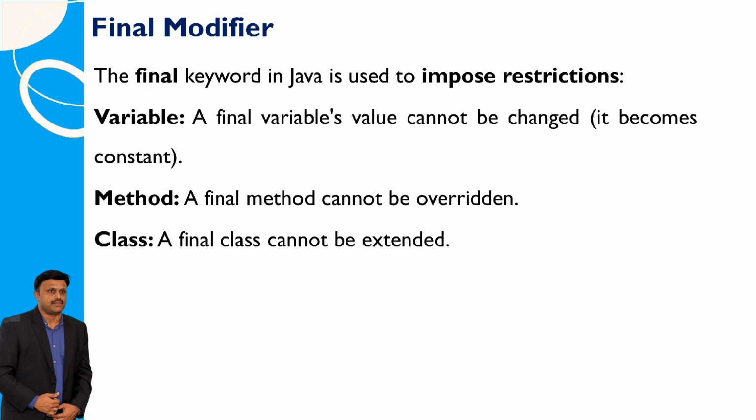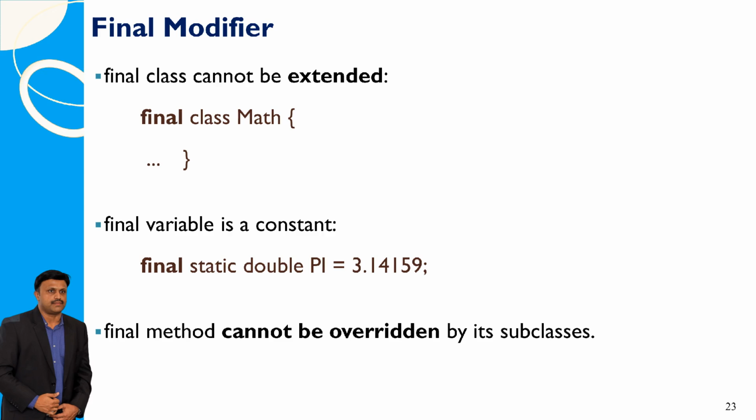If you make any variable as final, you cannot change the value of the final variable, it will be constant. If you make any method as final, you cannot override it. If you make any class as final, you cannot extend it. A final class cannot be extended, meaning no other class can inherit from it, such as with the Math class. A final variable is a constant whose value cannot be altered after assignment, like final static double PI equals 3.14159.